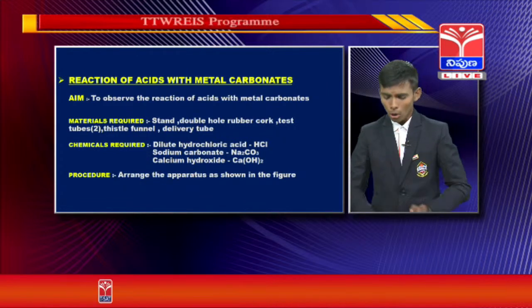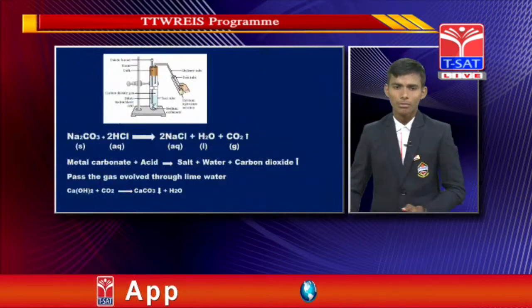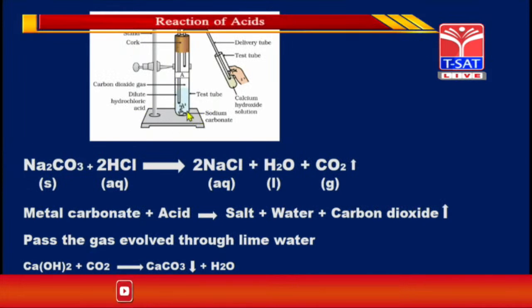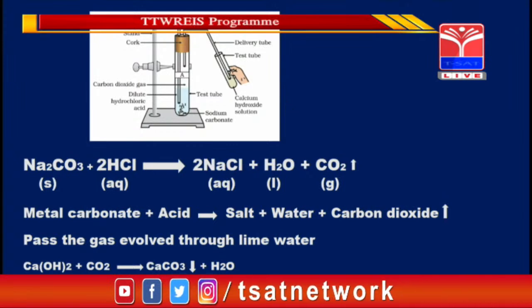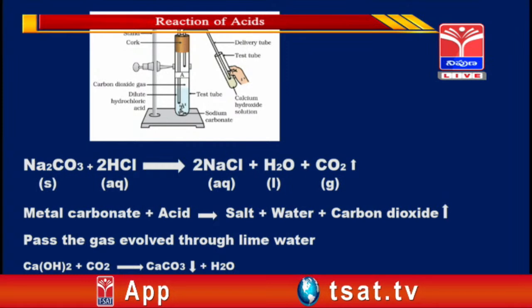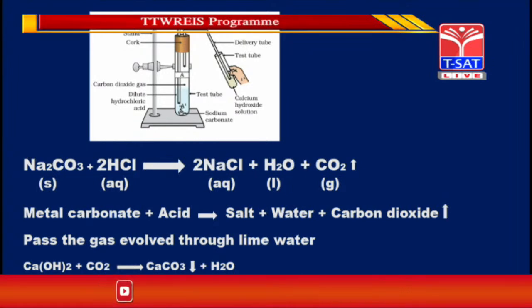We have to arrange all these materials as shown in the figure. First we have to take a stand, then we have to fix a test tube to it and add 0.5 grams of sodium carbonate in the test tube and add 2 ml of dilute hydrochloric acid. Then close the test tube with the double holed rubber cork. Insert one end of the delivery tube in the rubber cork and the other end of the delivery tube must be in the test tube which contains calcium hydroxide solution, meaning lime water. In the other hole insert the thistle funnel.